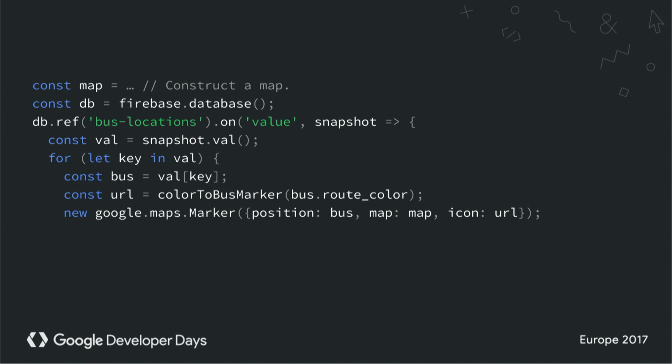Realistically, you actually need a bit more complexity here to deal with reusing markers, because if you just kept creating new markers, then you'd wind up with a screen full of markers. You actually want to move the marker around, and you want to delete it when the bus goes out of service.